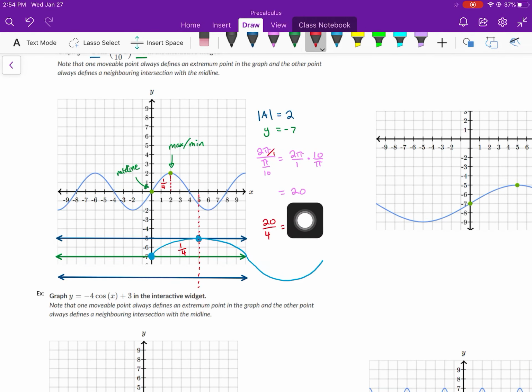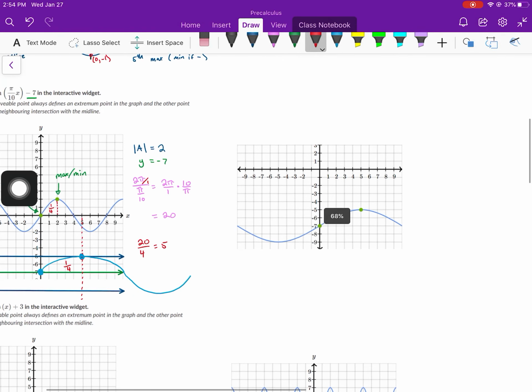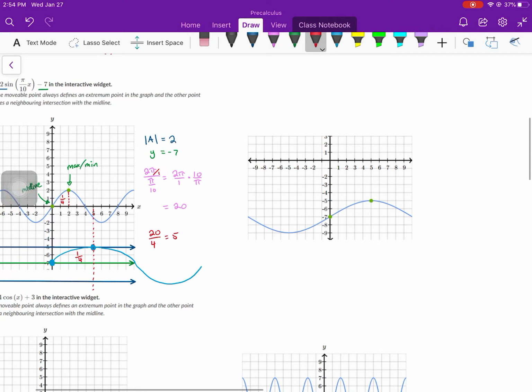So the whole period's 20, so a quarter of it will be 5. A quarter of it later, we have our first point, then our second point. There would be our third, fourth, and then fifth. One thing with Desmos, we only have the 2. Let's see. Oh, and there's the solution right there. I went ahead and plotted the solution.